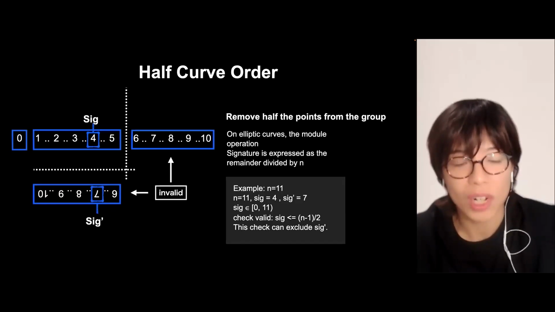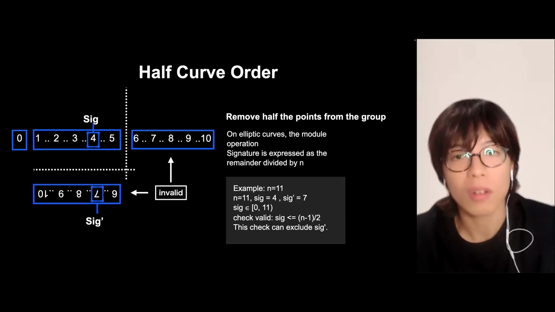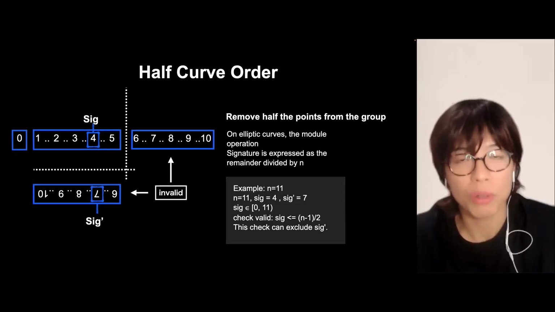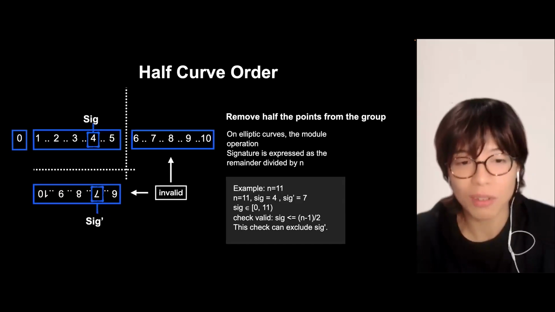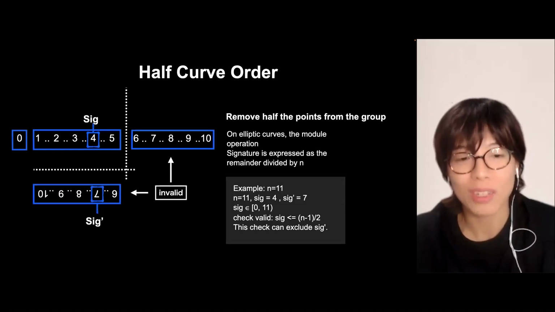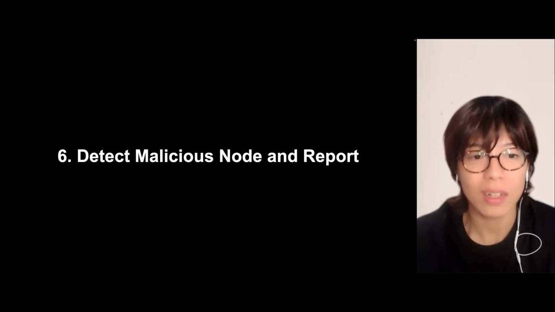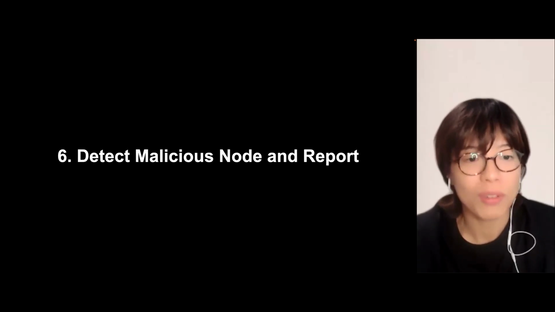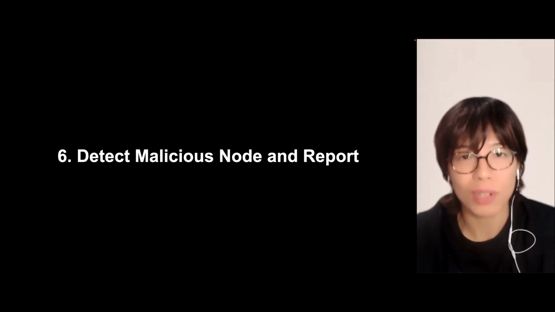As you can see, in the case of prime number 11, there would be 4. Based on the modulo operation, the other will become 7. The upper half is invalid, so 7 will be found to be invalid. In this manner, there will be a check of validity so that we can eliminate this issue of two valid signatures being generated.